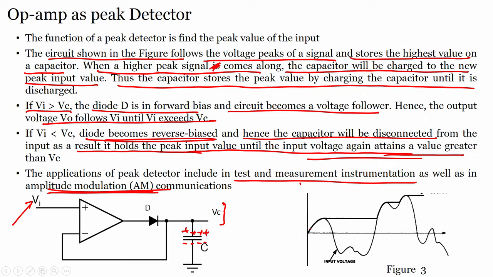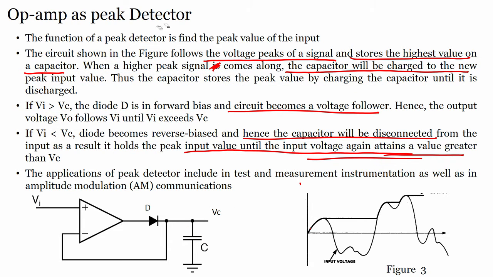You may have studied in an electronic communication course in your undergrad what amplitude modulations are, what frequency modulations are, and what kind of circuits there are for amplitude modulation and frequency modulation. So, if you talk about amplitude modulation communications, you will see a similar circuit to what we have shown today, which is your peak detector. So, now it is very easy to design this peak detector.